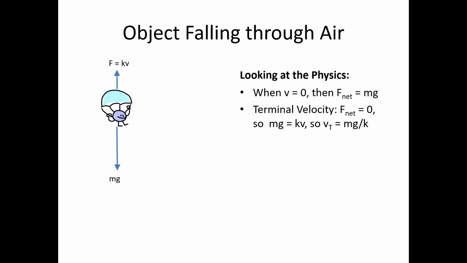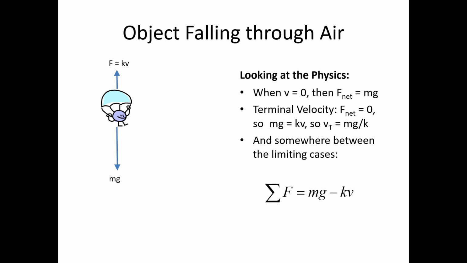Let's consider then the case where he's moving at such a speed that he cannot get any faster. That's terminal velocity. And in that case, mg is equal to kv upward. So the terminal velocity vt, rearranging that equation, is equal to mg over k. If you're looking at a case somewhere in between those two limiting cases, then the net force would equal mg downward minus kv upward, or ma equals mg minus kv.